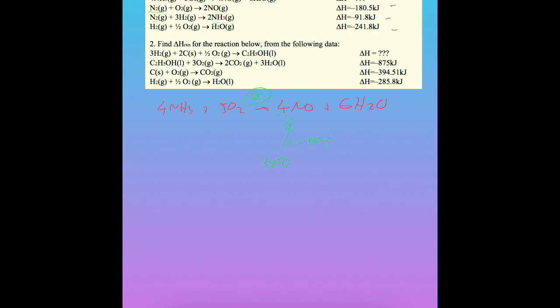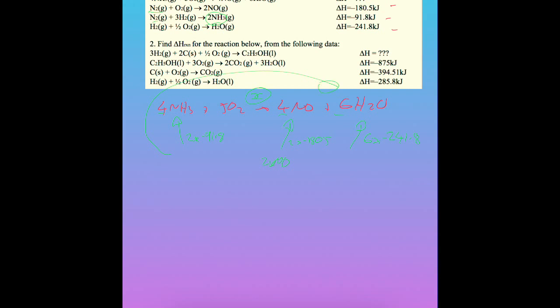What's the next one telling me? N2 goes to 2NH3. Now NH3 is here, but again that's 2 and I want 4. And that costs me minus 91.8, so that's 2 times minus 91.8. And then finally I've got to make 1 water is minus 241.8, but I want 6 waters. So that's going to be 6 times minus 241.8.